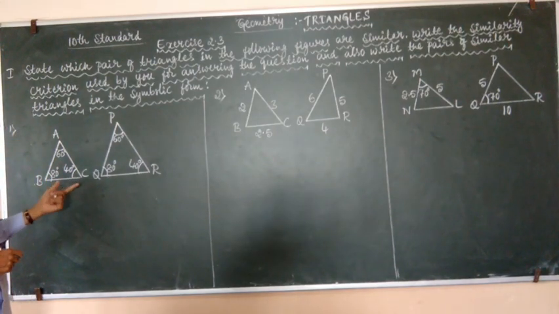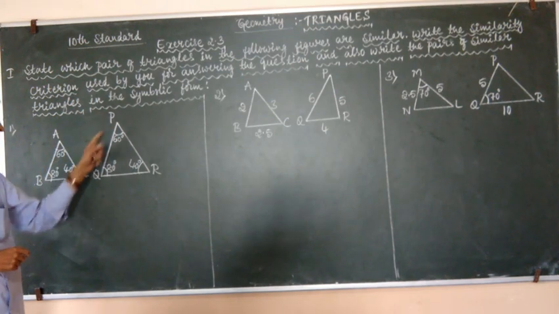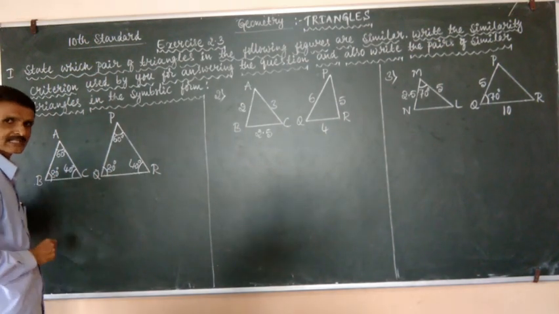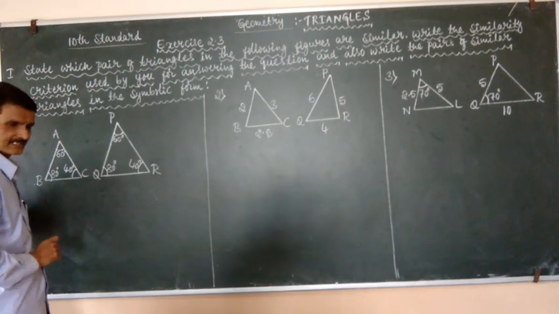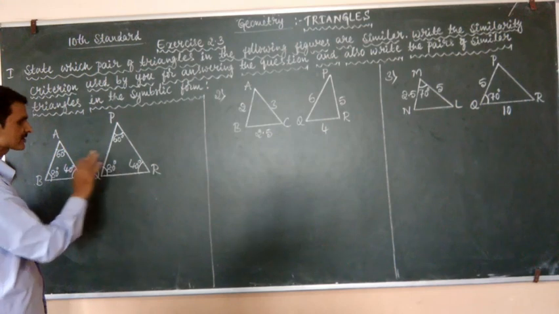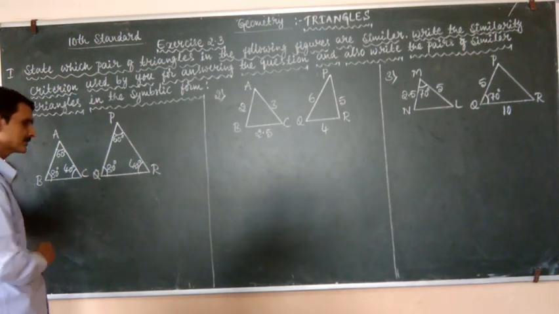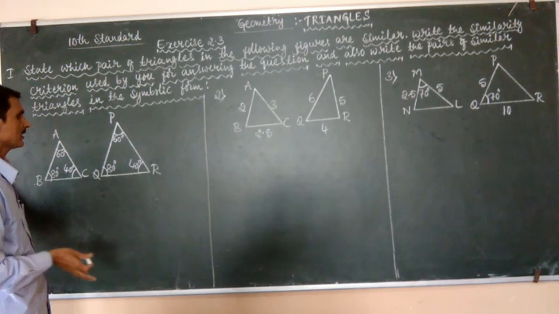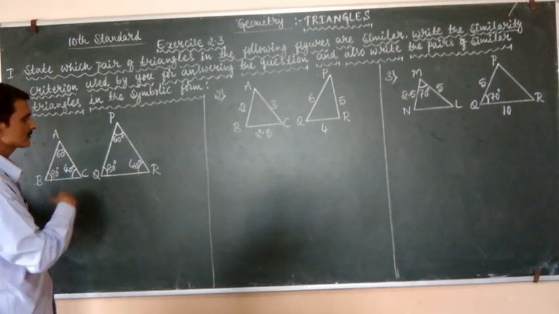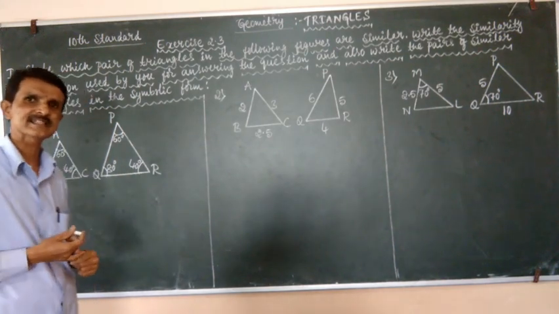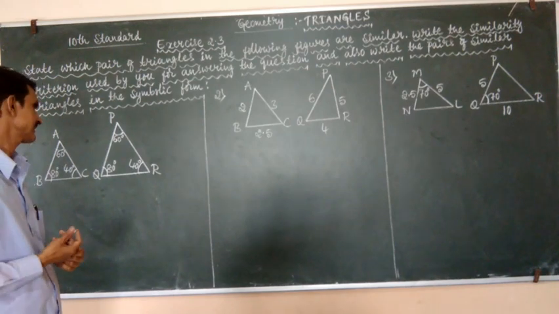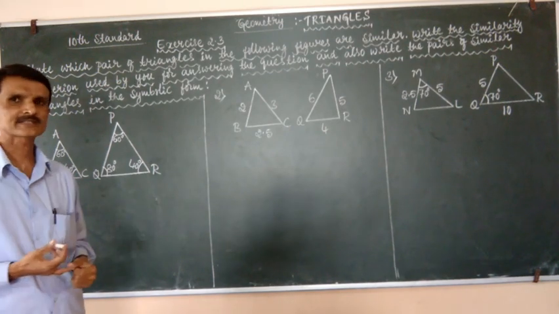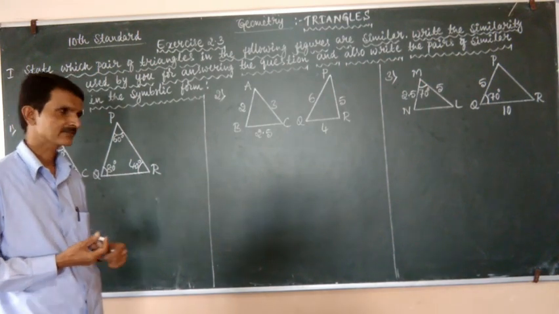In this first figure, ABC and PQR are the two triangles. By comparing these two triangles, using the data given in the figure, we have to say whether they are similar or not. And also we have to write which similarity criteria we are going to use here, and write the similarity of triangles in the symbolic form.